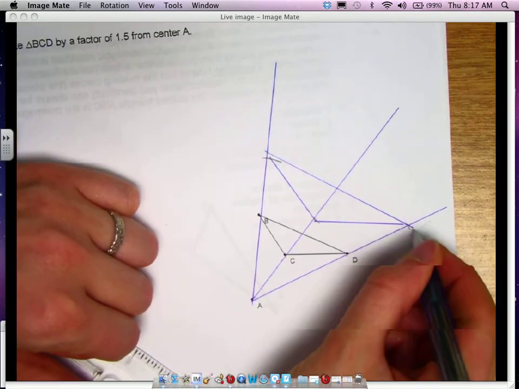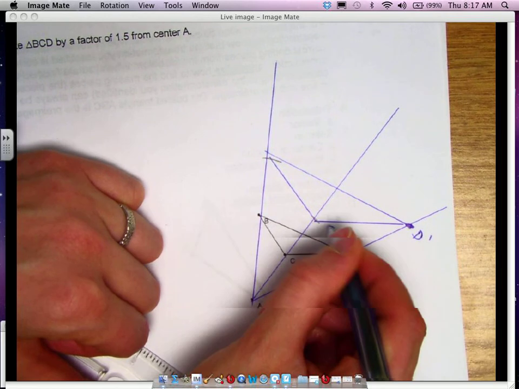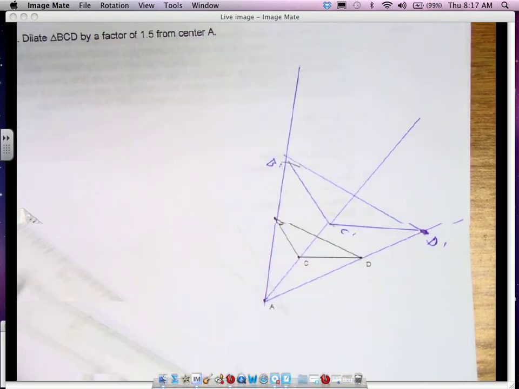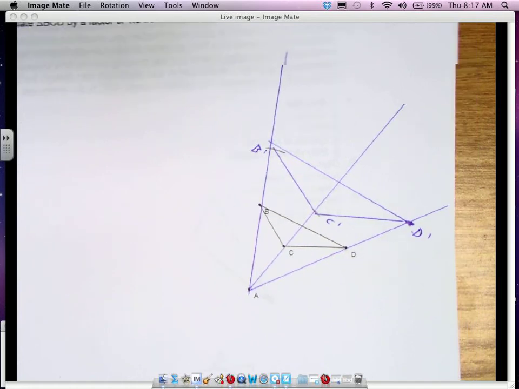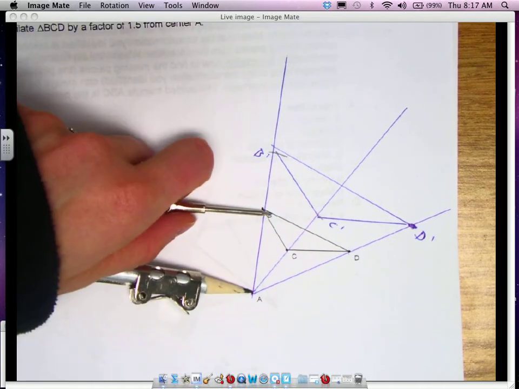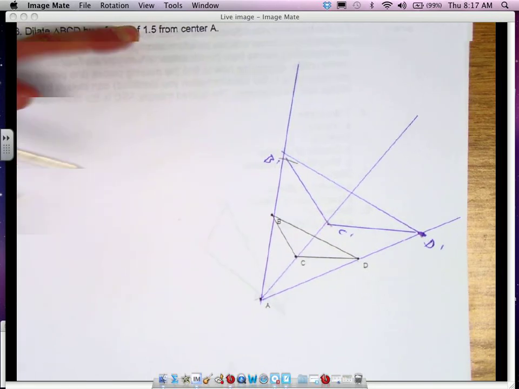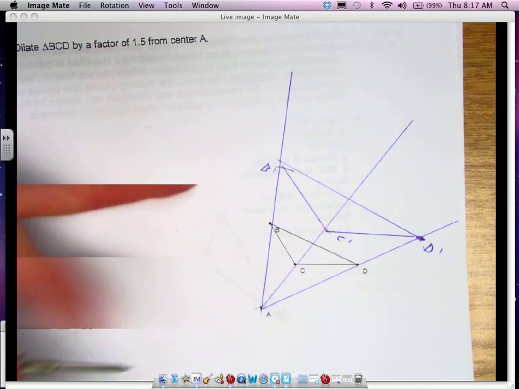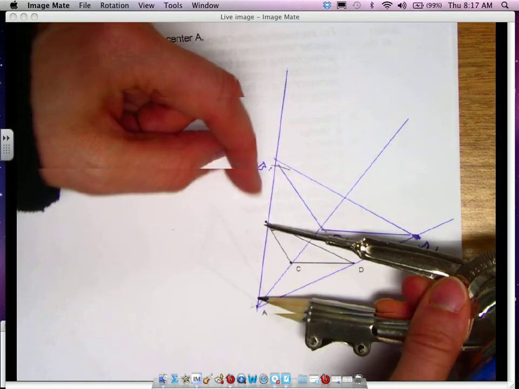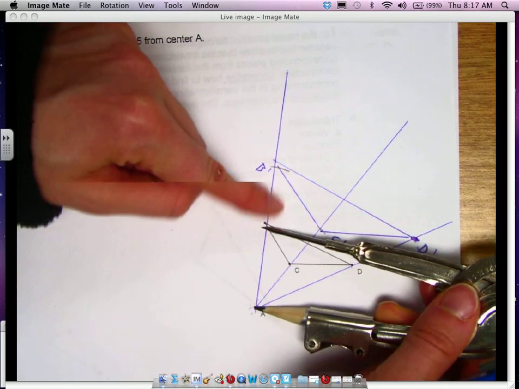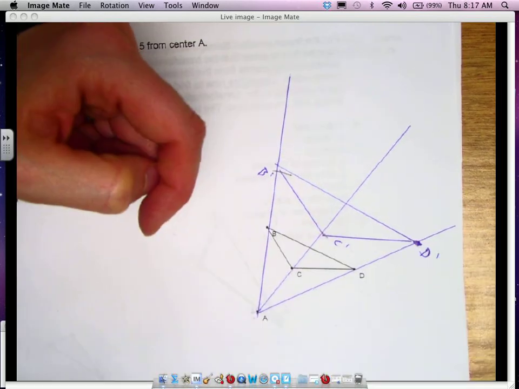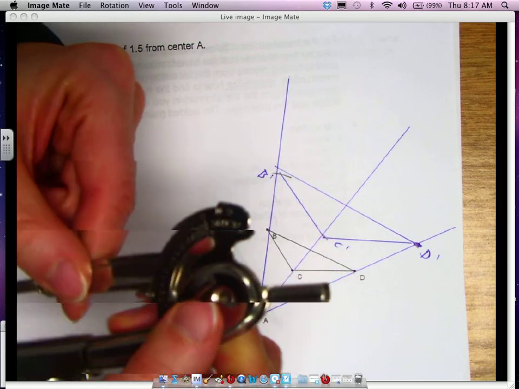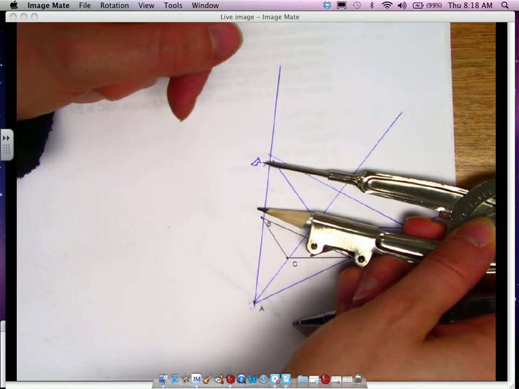And I've got D naught, C naught, B naught. Questions about the dilation? Yes. So I go from A to B, right? And it says 1 1/2. So I know my new A has to be 1 1/2 more away. So I look on my compass. I'm like, okay, this is 1. So I get like 4. So I put my compass on 2, and then I measure 2 from there.